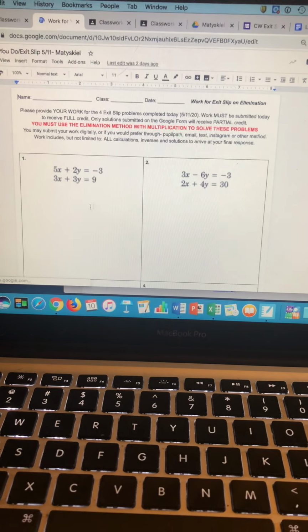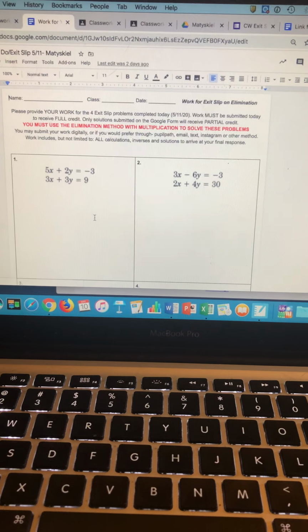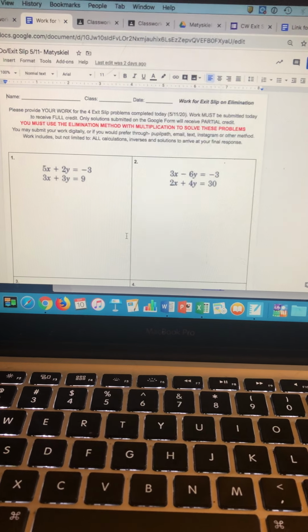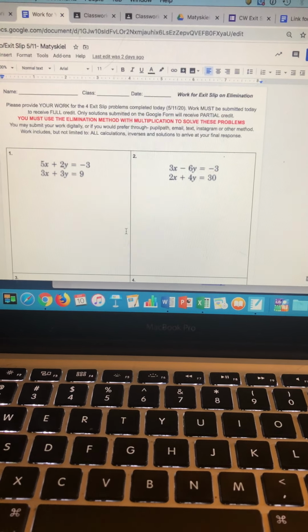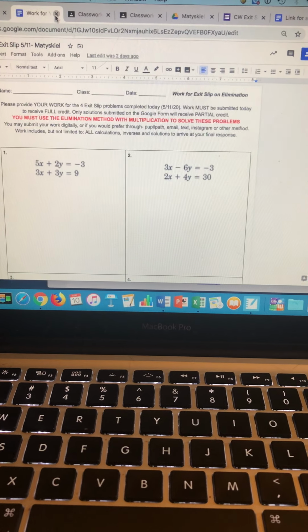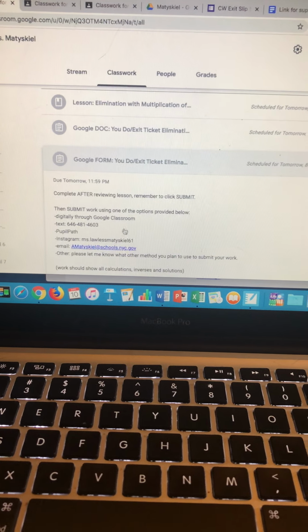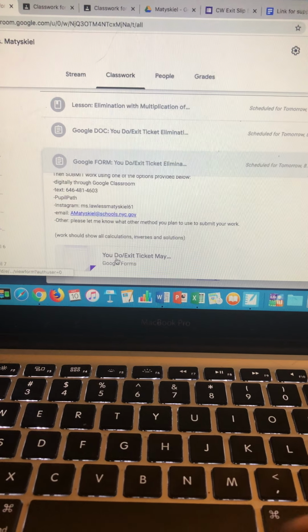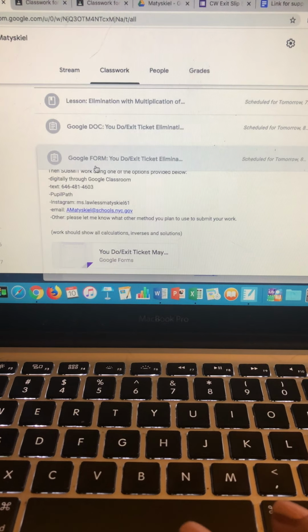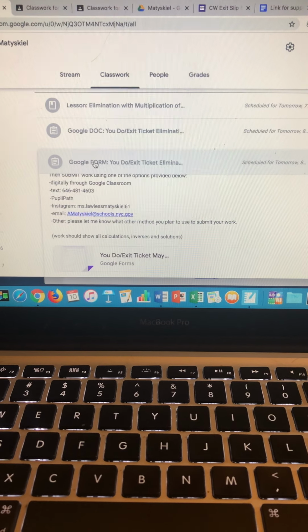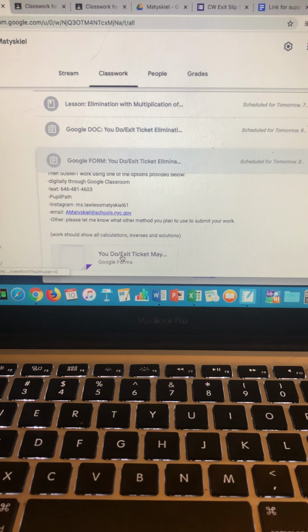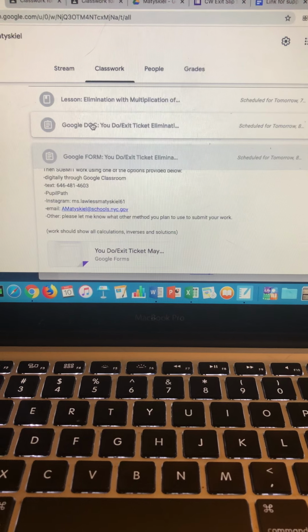You'll show your work in the space by either doing it digitally or sending it to me through one of your options of Instagram, email, text, Pupil Path, whatever works best for you. And then also you will submit the Google form as well. I just want to reiterate, it is not one or the other. You are responsible to do both. The Google form is just for you to put your answer in. The Google Doc is for you to show your work.